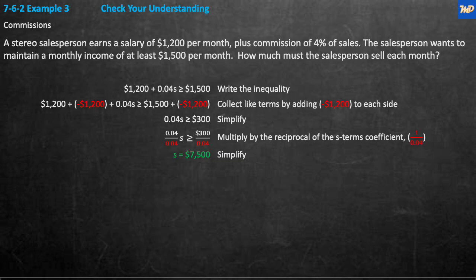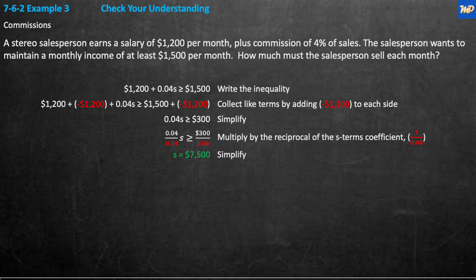And now we have a problem for checking our understanding. It's a commissions problem where a salesperson is going to earn money. So a stereo salesperson earns a salary of $1,200 per month. That means every month they get $1,200, no matter how much they sell. They're going to get that flat rate amount, $1,200, plus the commission of 4% of the sales. So if they sell $1, they're going to get 4% of that, which is 4 cents.